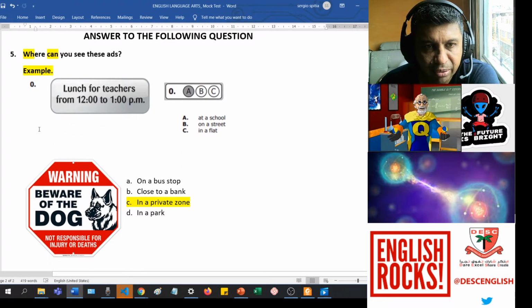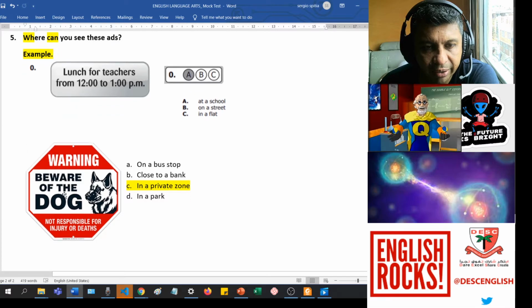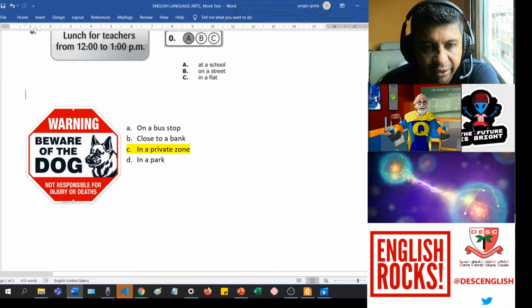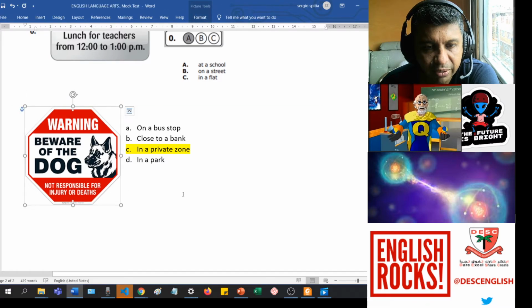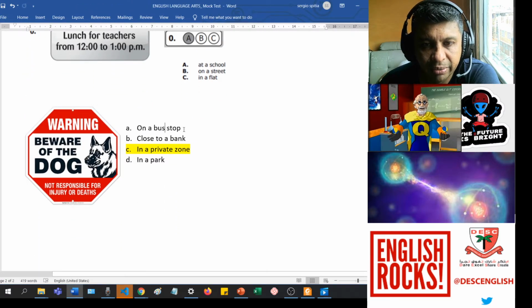And now this is number 5. Beware. Warning, beware of the dog. Cuidado con el perro. Not responsible for injury or death. No se responsabiliza por heridas o muerte. Wow, so this is a German Shepherd. So we have 4 alternatives.